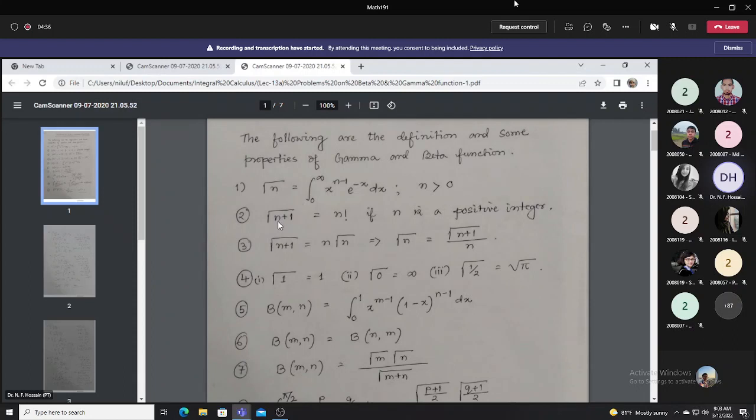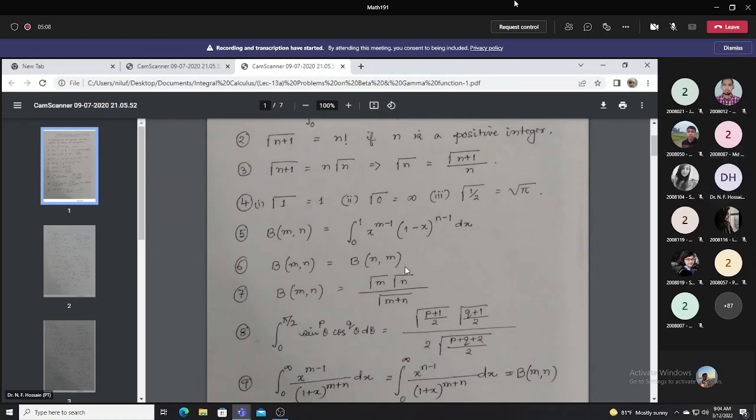Next property: gamma n plus 1 equals factorial n. Actually, at first, this property should be written in number 2: gamma n plus 1 equals n into gamma n. So gamma n can be written as gamma n plus 1 divided by n. And this should be the third property: if n is a positive integer, then gamma n plus 1 equals factorial n.